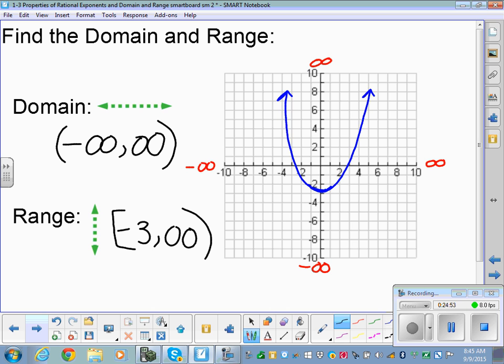So infinity is not a number, it's a place. So you just got to put a parenthesis around infinity. Okay. Range. Does everybody see how it started at -3 and grew to positive infinity on our range?